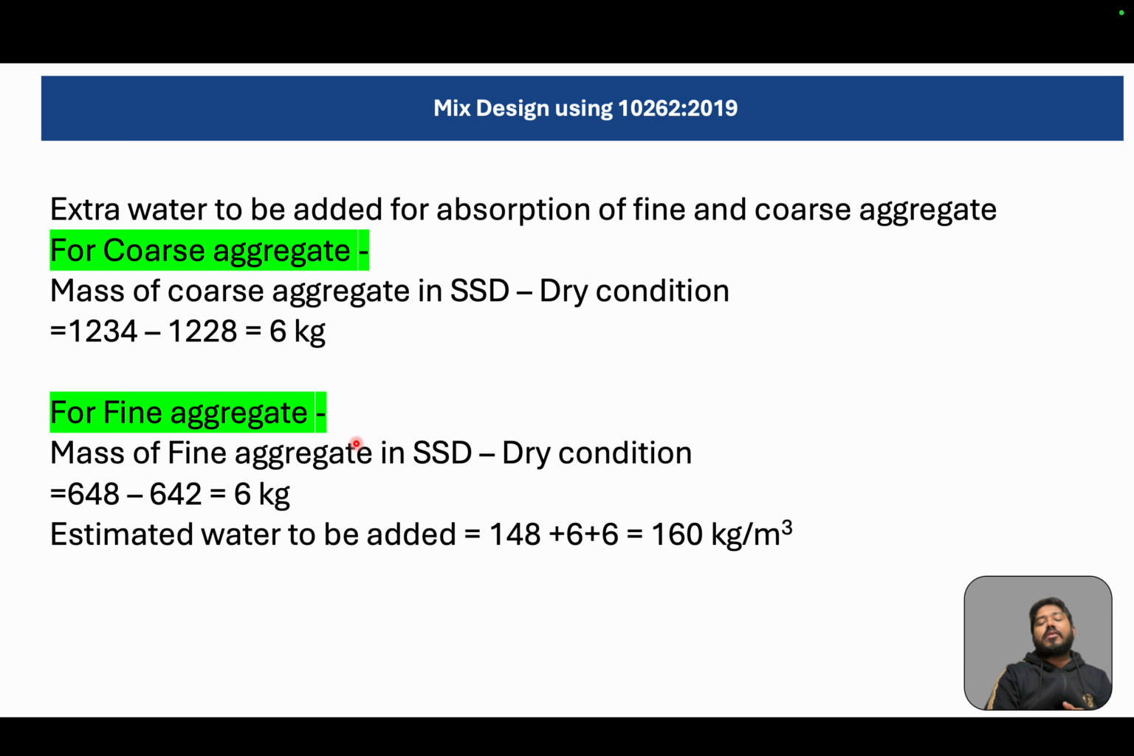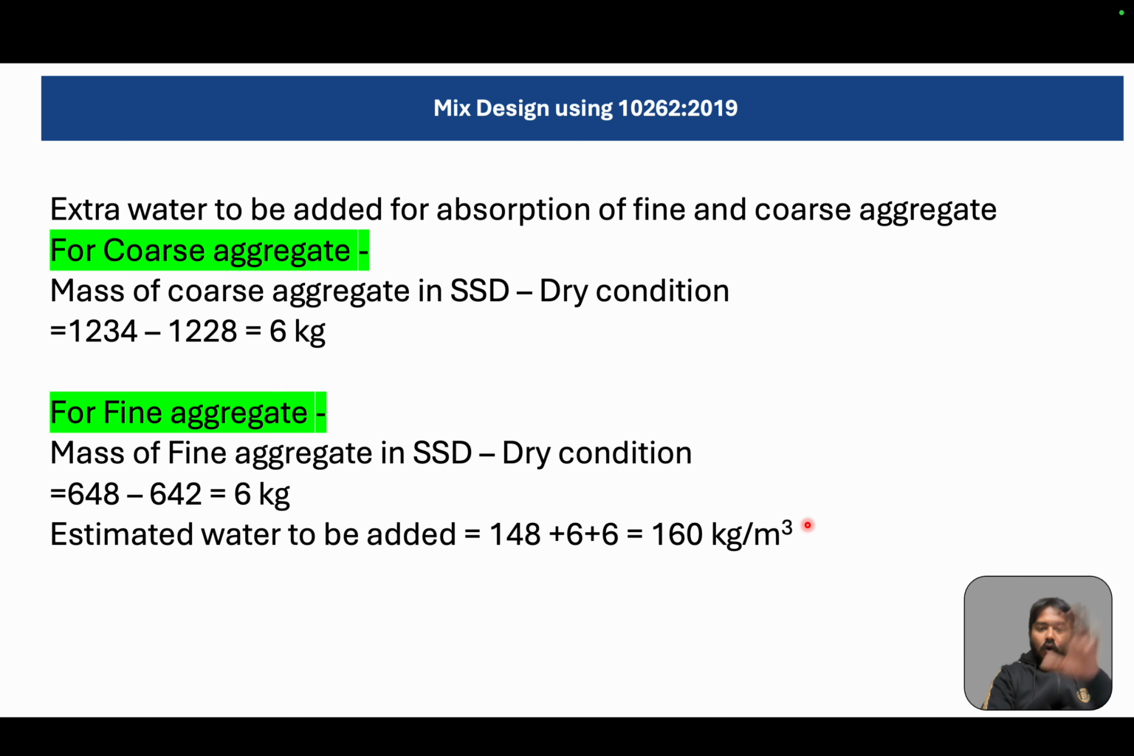An additional 6 kg is required for the fine aggregate. That means 6 plus 6, 12 kg is required. This 12 kg will be added to the 148. What is the water content value you have identified in the previous mix design procedure? You have to add that with the 12 kg. That means a total of 160 kg per meter cube of water is finally required to estimate the water content.